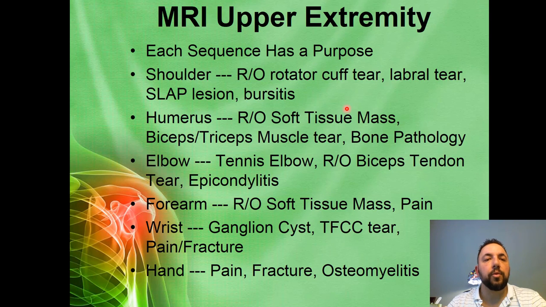When we talk about humerus and even forearm, there's a lot of similarities in all of the long bone extremity work that we talk about, where usually it's to rule out a soft tissue mass. Specific to the humerus, it could be a bicep or triceps muscle tear or bony pathology, and we'll look at a few of those. In the elbow, more athletics or sports-related injuries, we look at tennis elbow, biceps tendon.